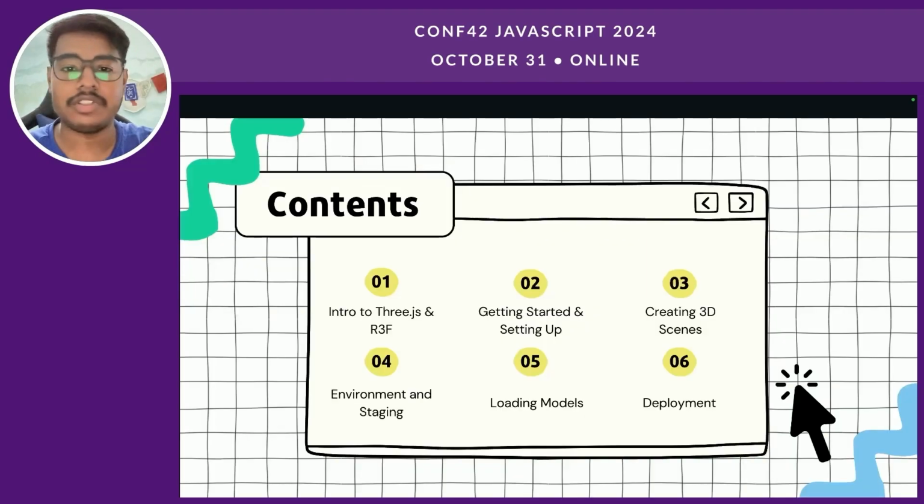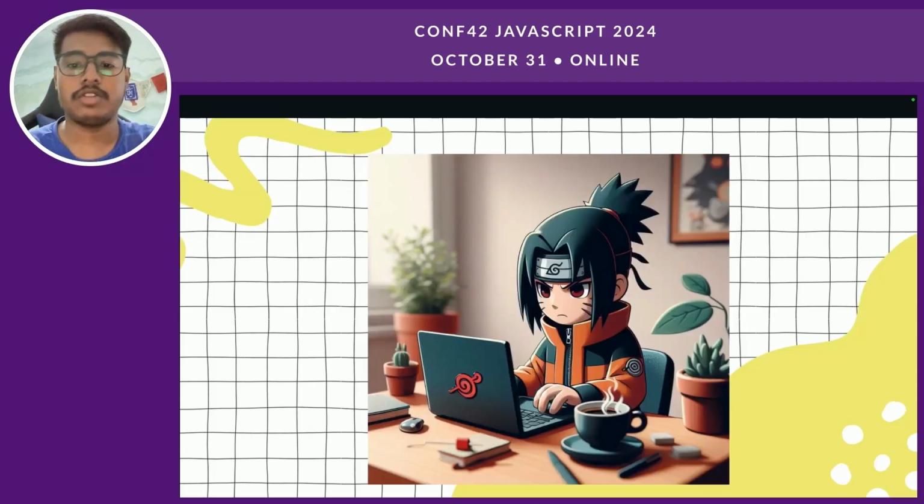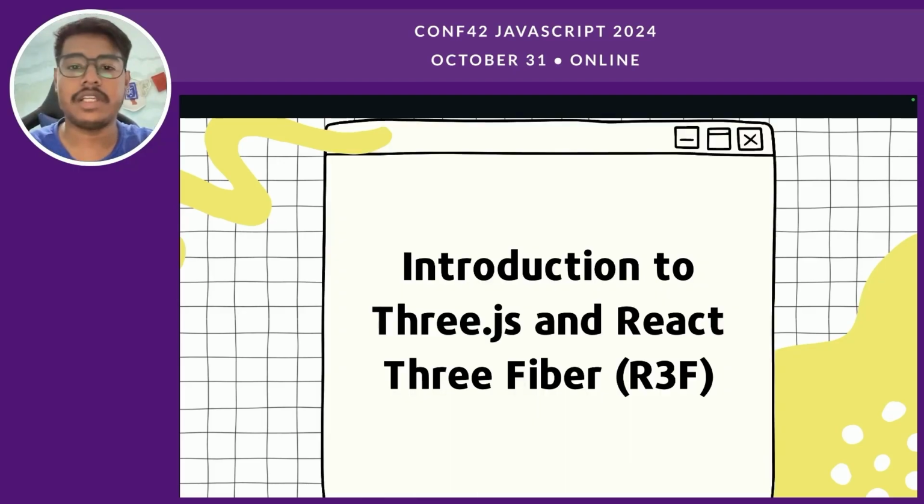So let's move forward and talk about the things we are going to discuss today. Firstly, we'll see what 3JS, React Fiber, and WebGL are, and after that we'll start coding. We'll set up everything, then we'll create some 3D scenes. After that, we'll talk about environment and staging. Then we'll talk about models, and at the end we'll talk about deployment. So let's dive in. Firstly, an introduction to 3JS and React Fiber.